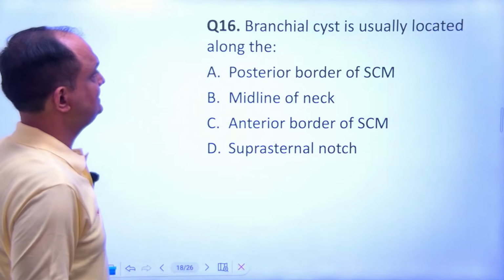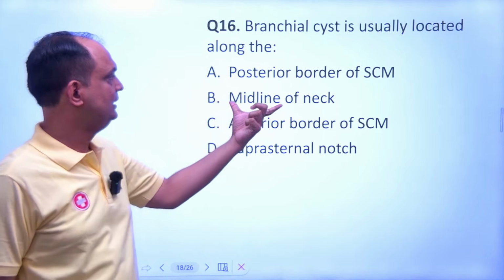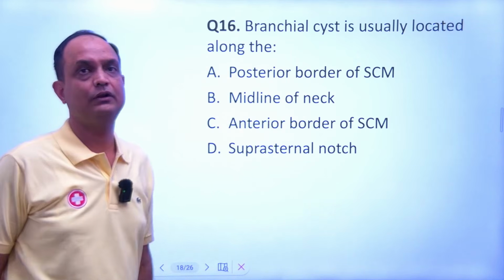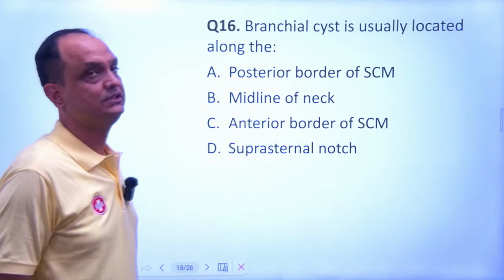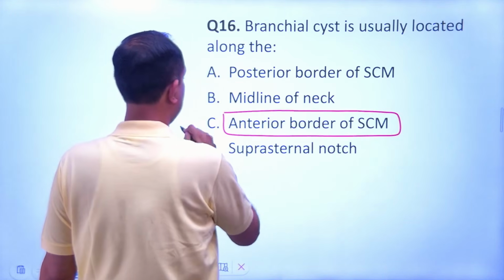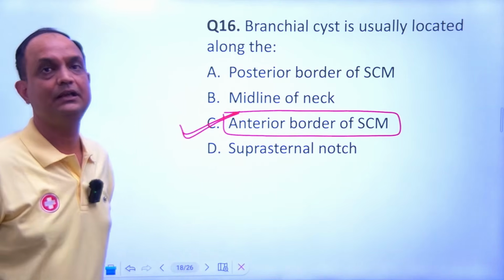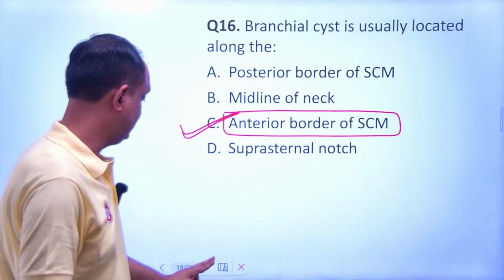Branchial cyst is usually located along the posterior border of sternocleidomastoid, midline of neck, anterior border of sternocleidomastoid, suprasternal notch. So dear students, it is along the anterior border of sternocleidomastoid, and this branchial cyst is there because of the persistence of cervical sinus.